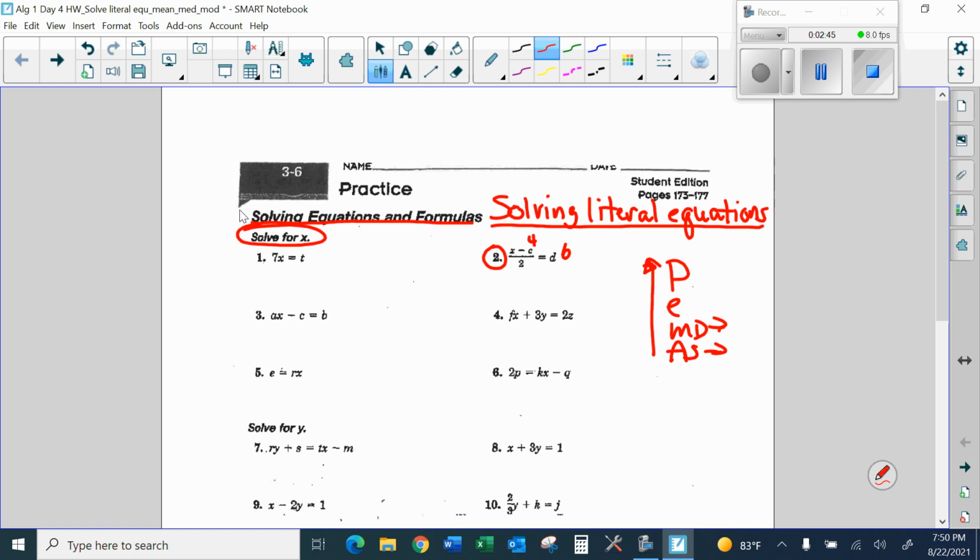So this should not scare you. Don't think, oh, look at all these letters, variables in here, I don't know what to do. No, it's the same steps. Reverse PEMDAS. A good math student learns how to say, okay, what if I substitute numbers in for these other ones? How would I go about solving it? Then that calms you down. All right, so let's go ahead and do number 2.